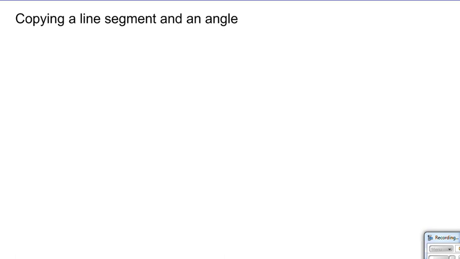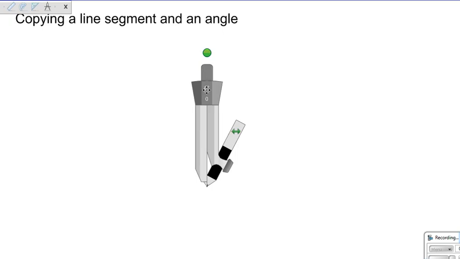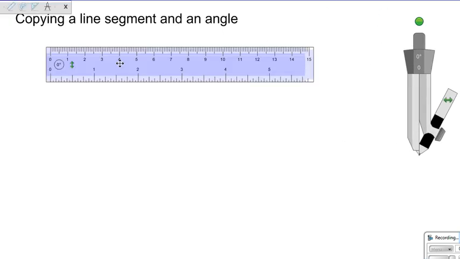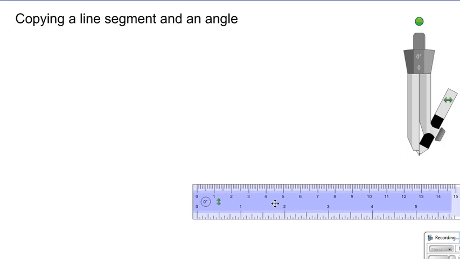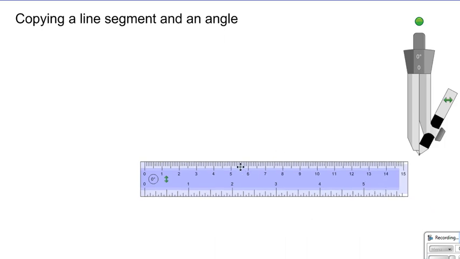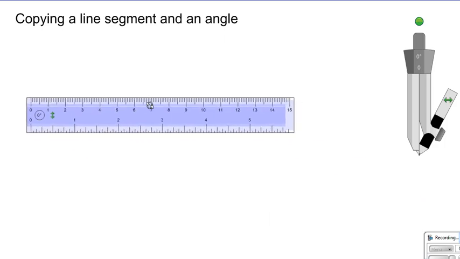Today what we'd like to talk about is copying a line segment at an angle using a protractor and a ruler. So I'm hoping that you guys will have a protractor of some kind and also a ruler. Now, here are mine, and I'm hoping that you guys have something similar. First, how can we copy a line segment? This would be the basic construction.